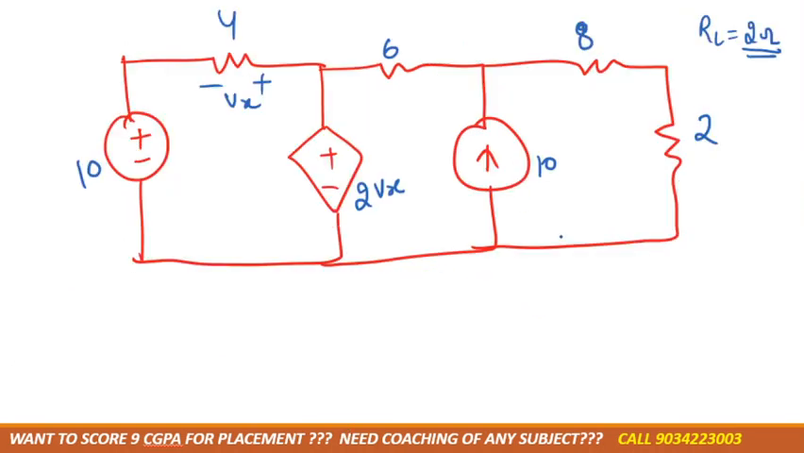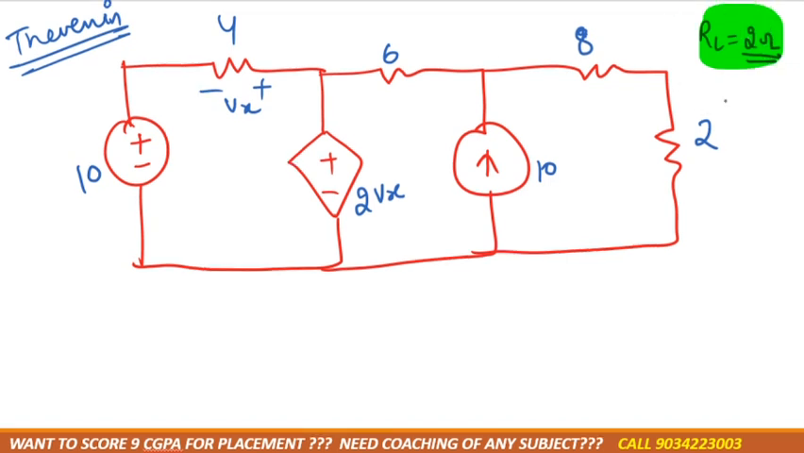Now draw the diagram. This is another question that you need to do by using the Thevenin theorem only. RL is equal to 2 ohm. In this you need to calculate the complete current. Do it and then let me know.